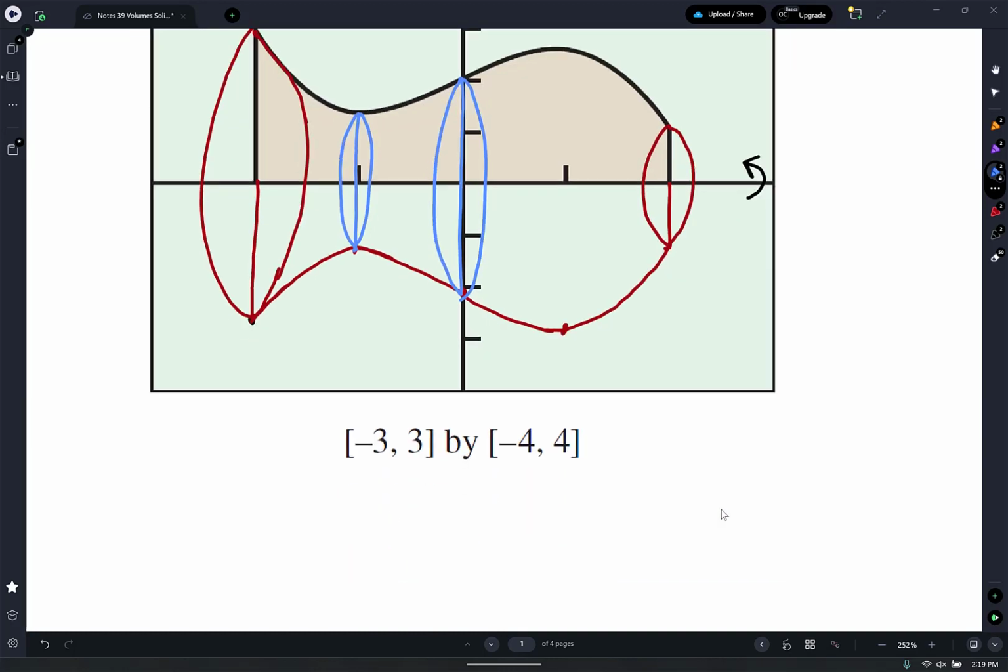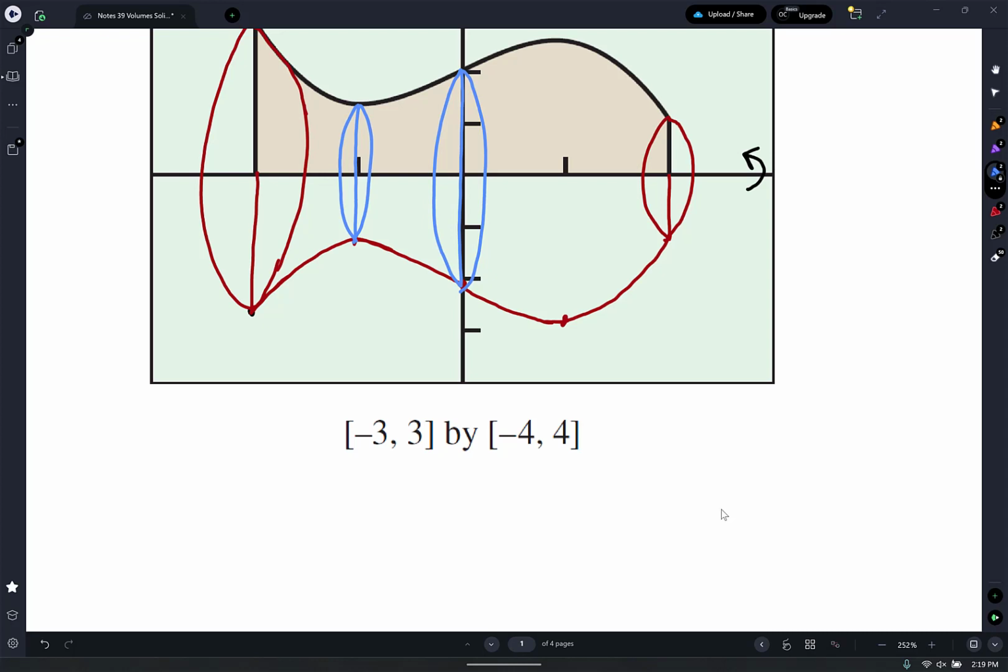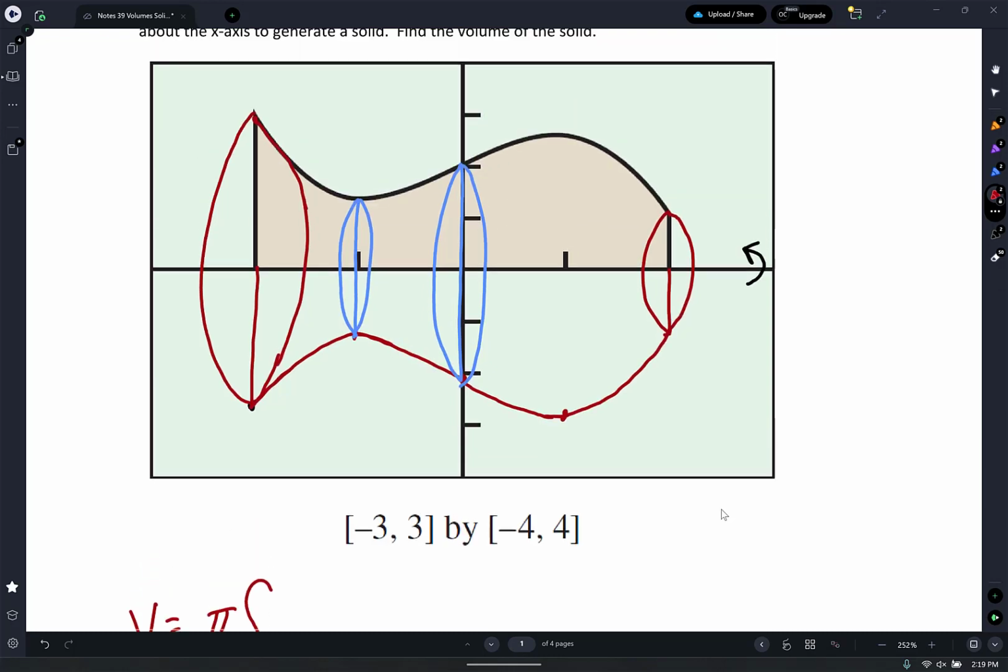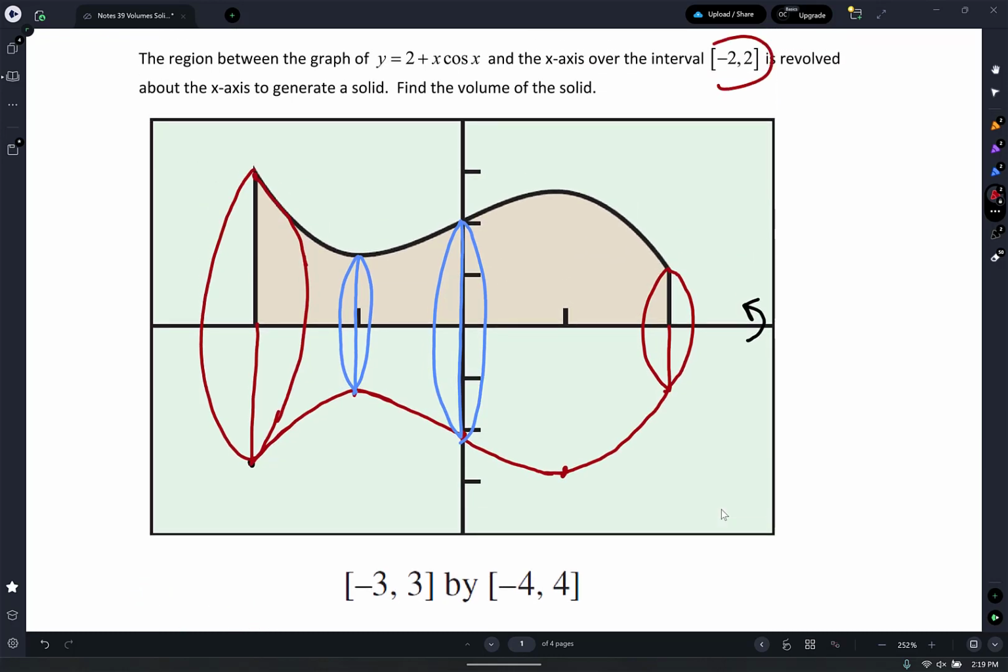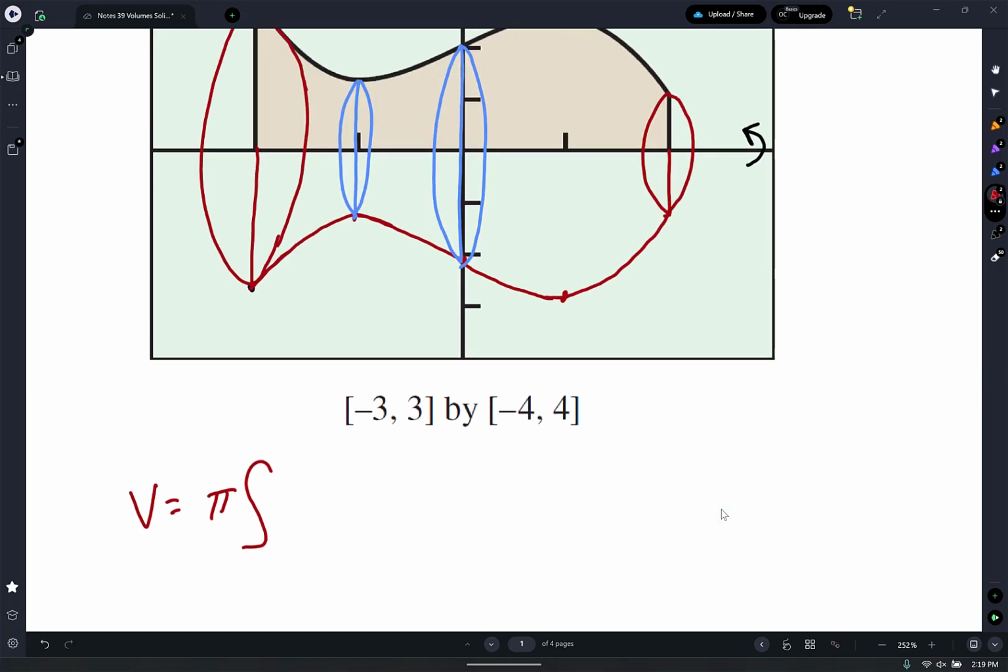So here it is. I'm going to find the volume. How do I find it? Volume equals. And what is the area of a circle? Pi r squared. So pi on the outside, integral from what to what? Negative 2 to 2. And I need my radius, pi r squared. Remember, all I'm doing is integrating the cross-sectional areas, and I'm adding an infinite amount.